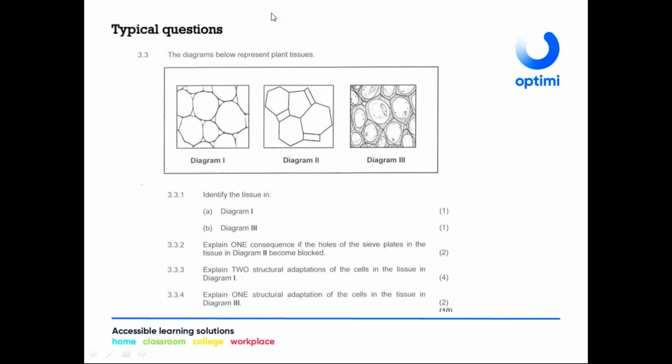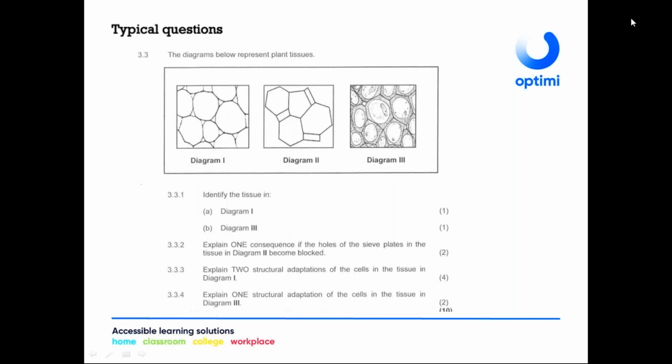Let's look at Question 3.3. This was found in a past June examination paper. The diagrams below represent plant tissues. So we've got 3 diagrams representing plant tissue.